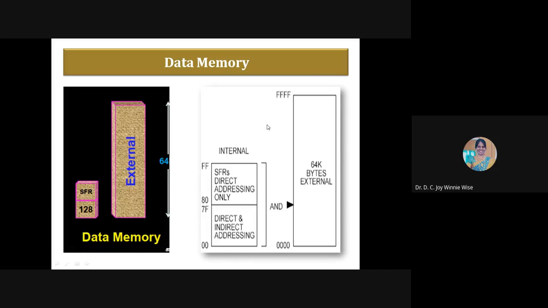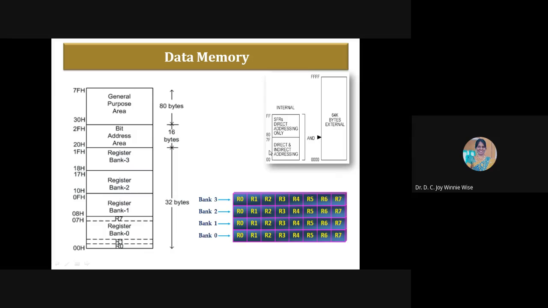Now let's see the content of this direct and indirect addressing area from 00 to 7F, and how it is divided. As I said earlier, we have 4 banks: bank 0, bank 1, bank 2, bank 3. Each bank consists of 8 registers. See here, bank 0 consists of R0, R1, R2, R3, R4, R5, R6, and R7.